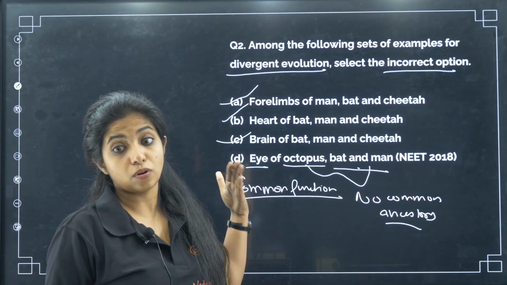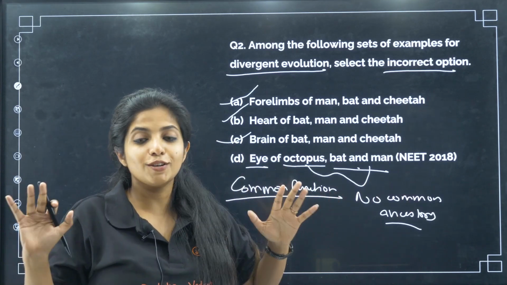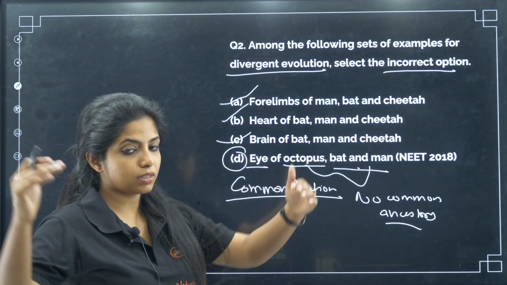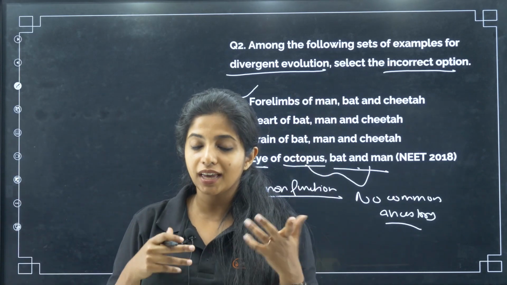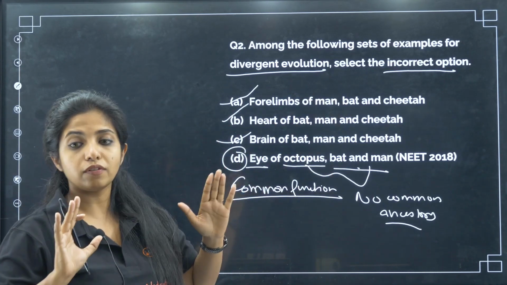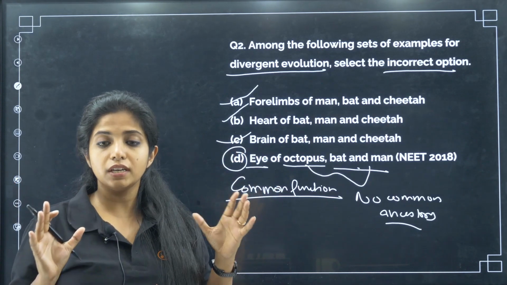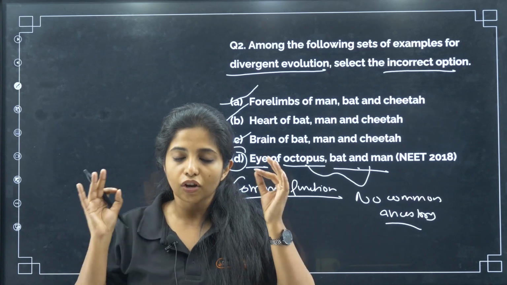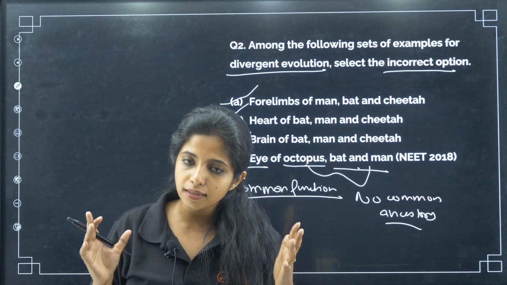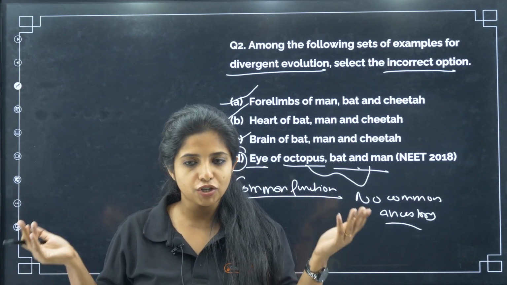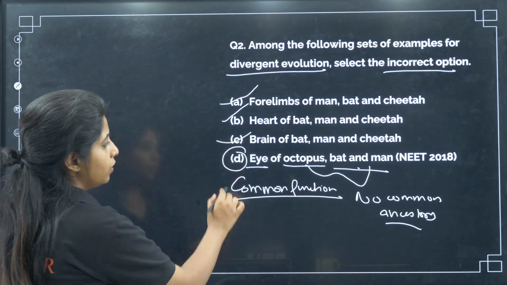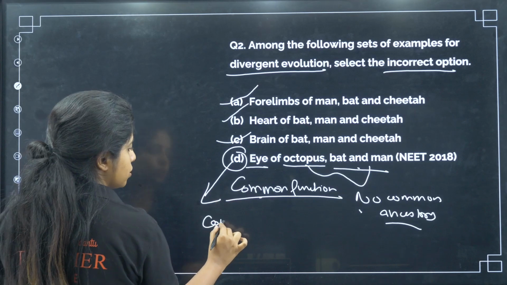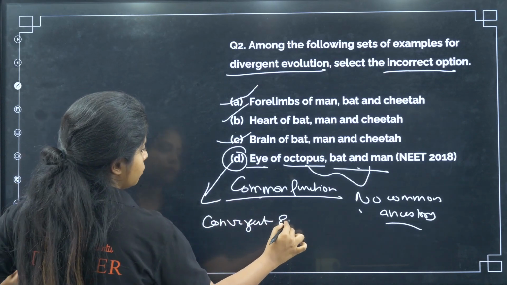And common function, that is also wrong. They should not be having common function. You should be having different functions as well. So this is an example of convergent evolution, where things are converging to a similar point, having similar function. So divergent evolution means your function has to be almost different, at least structurally. A common ancestor should be there. Any one or two of these parameters should be matched. Common ancestor should be there, and structurally they should be the same, functionally obviously they can be different. But over here there is no common ancestor and they have common function. This is convergent evolution.